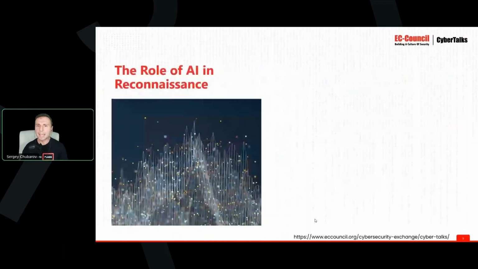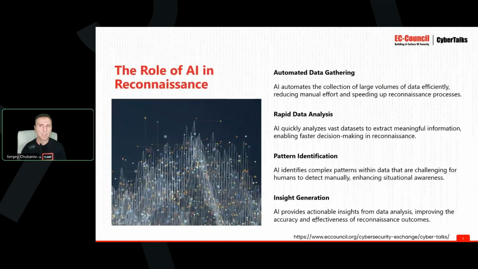So when it comes to AI, how can AI help us? You see that nowadays AI is just everywhere. Even students at school use AI to do their homework. And the same way, it makes sense to use AI in cybersecurity. Since we use AI everywhere in our daily work, why not use it in cybersecurity? So what can AI do for us in those first phases of information gathering?